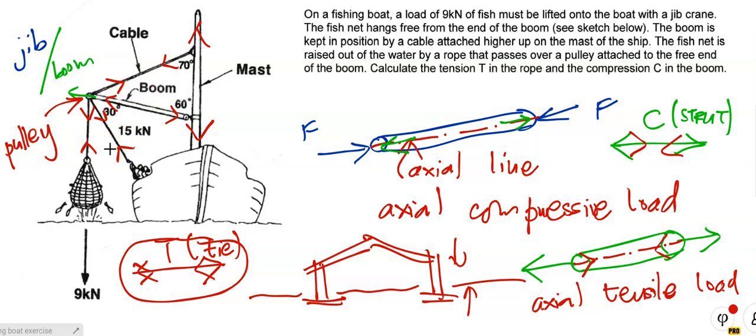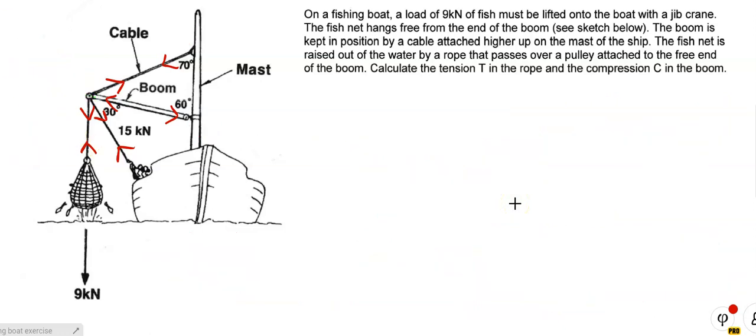Okay, so I'm going to clean the board and we're going to answer the question. Right, people, that's my fishing boat. On a fishing boat, a load of fish must be lifted onto the boat with a jib crane. The fish net hangs freely from the end, so that means there is a vertical line. So that line and that line are parallel to each other. Okay? So that is a north-south line, and that's a parallel north-south line. Put that in your head. See sketch to the left.